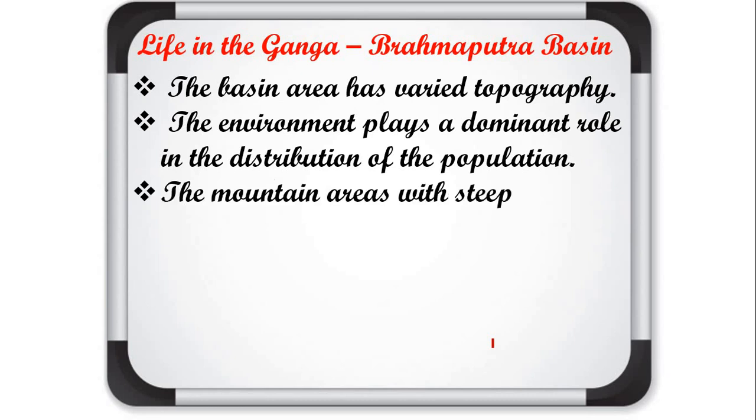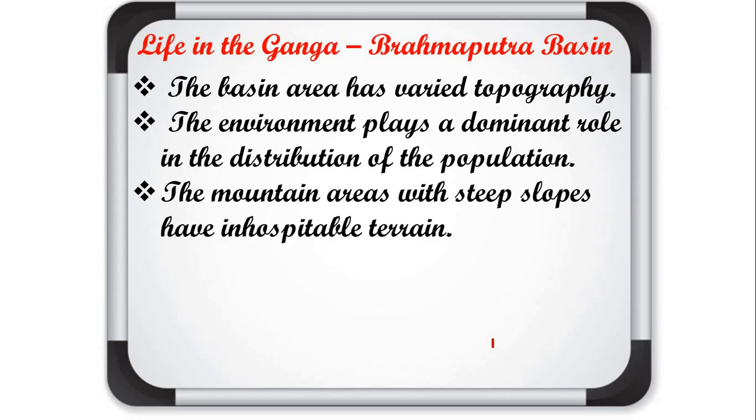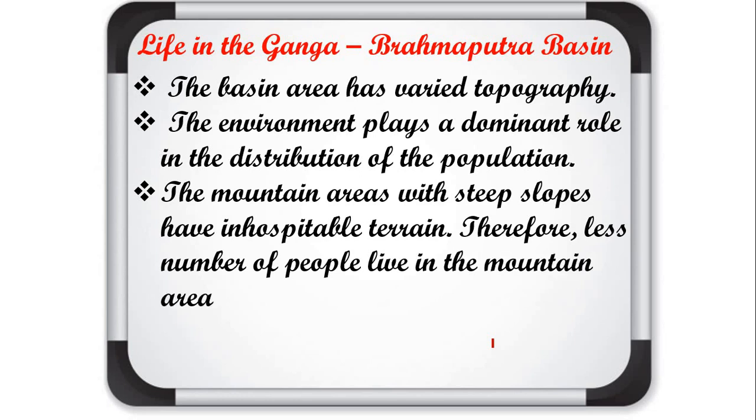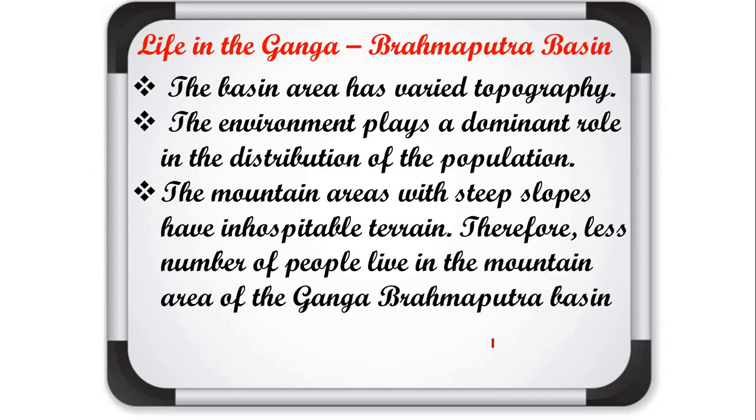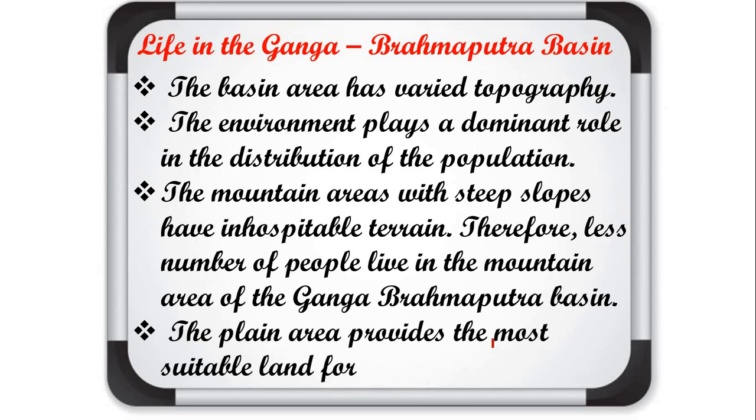The mountain area with steep slopes has inhospitable terrain. Inhospitable terrain means a less populated area. Therefore, fewer people live in the mountain areas of the Ganga and Brahmaputra river. I have already explained the reason why they have less population. And the plain area provides the most suitable land for human habitation. In the plain area, all the basic needs, electricity, water, fertile land for agriculture, everything is available easily. That's why it has more population.